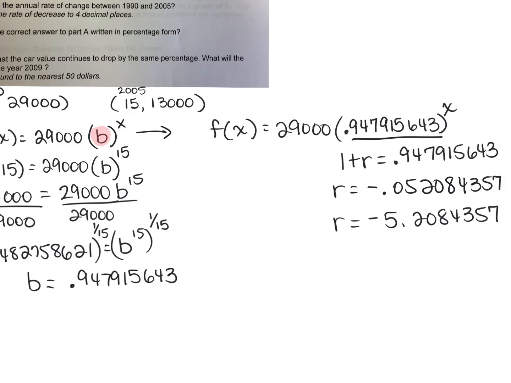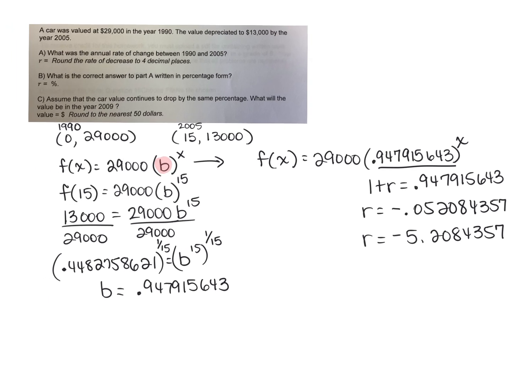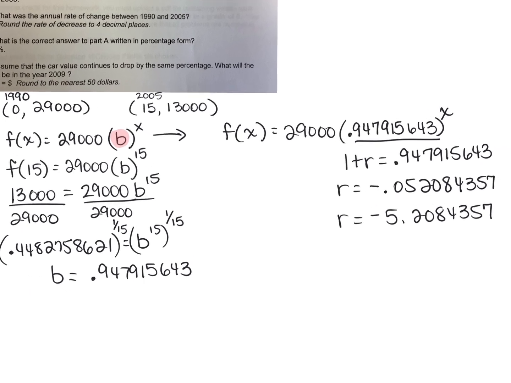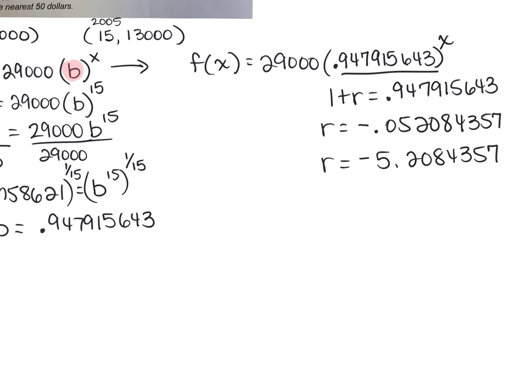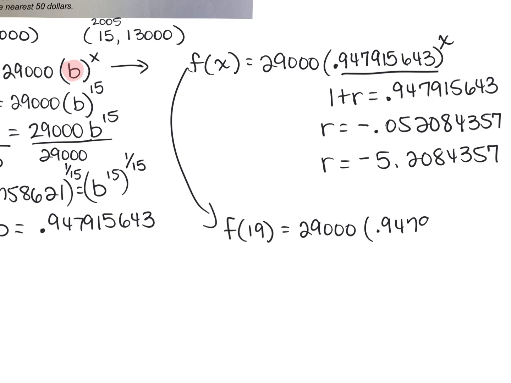Now the next question wants to know what happens, if it continues to drop, what will it be valued in 2009? So I'm using this same equation that we had here to go between 2009 and 1990. I know that 19 years has passed. So this is f of 19. And using that exact same equation that we had, we raise that now to the 19th power.